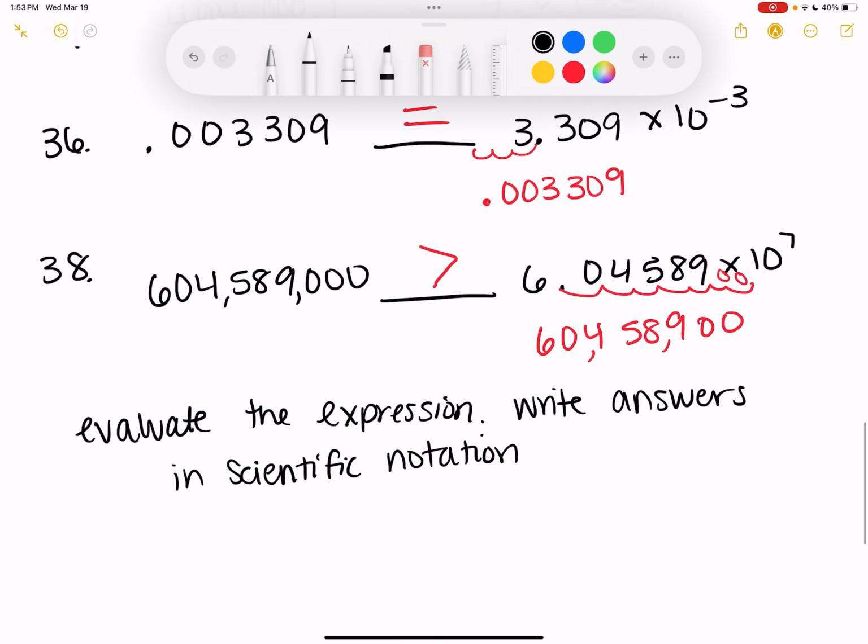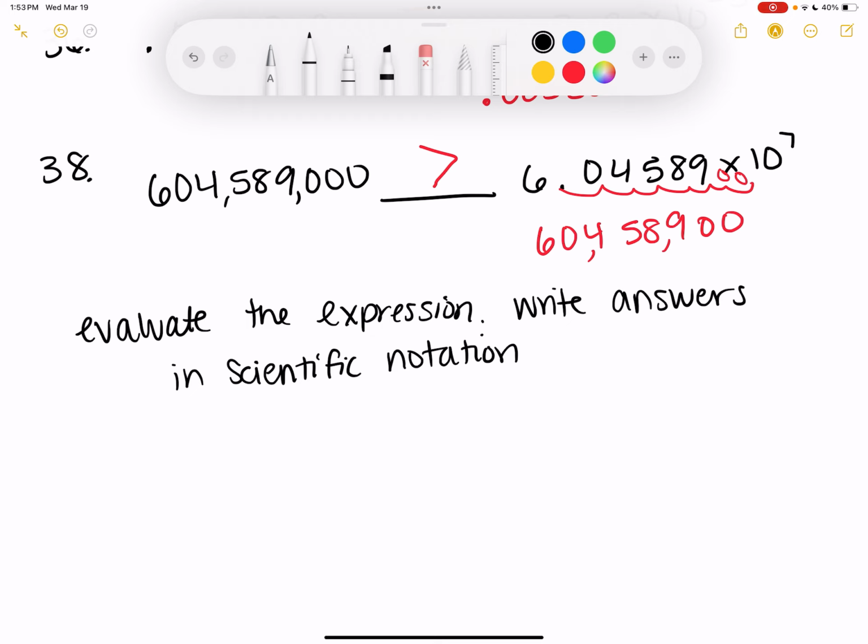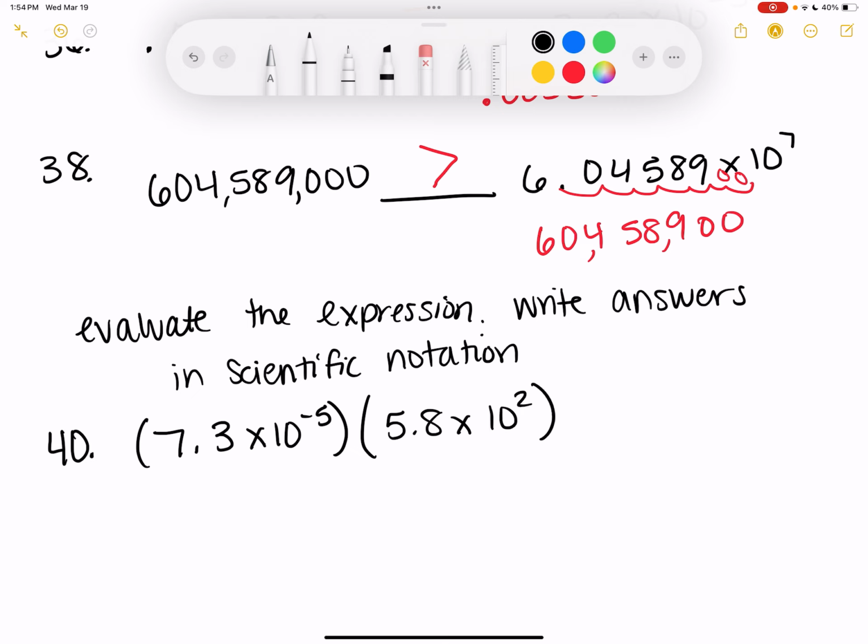So you got to make sure in these sections we're paying attention to instructions. Number 40. If you hate multiplying decimals, you're not going to like this part. In parentheses, 7.3 times 10 to the negative 5 times, in another parentheses, 5.8 times 10 to the 2. So the easiest way to do this is using our exponent rules that we have from the last 3 sections.